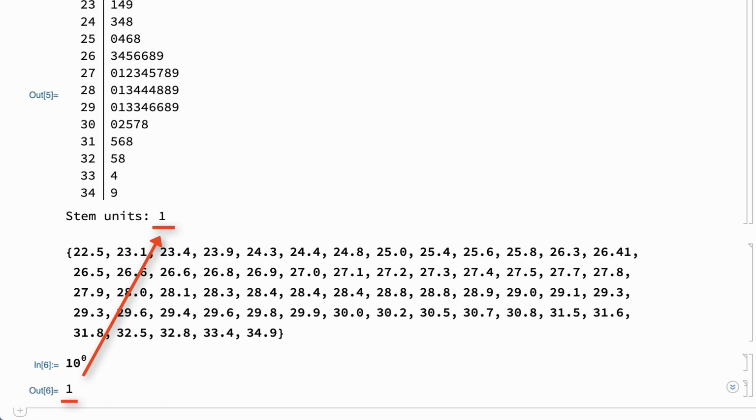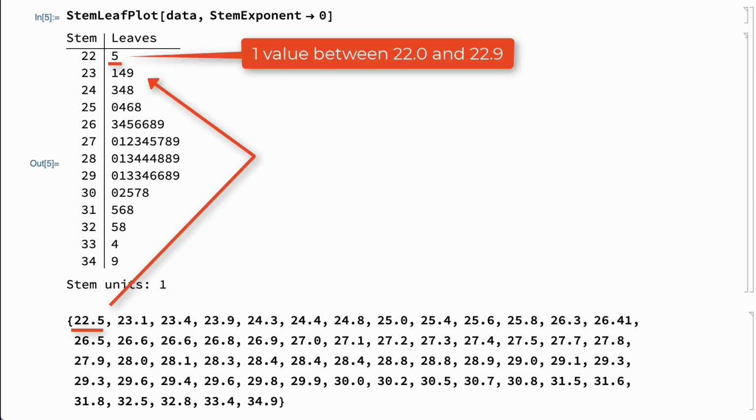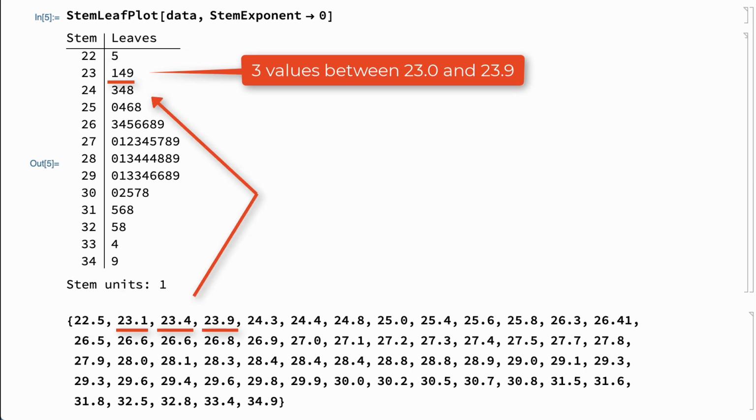With these data and the stem exponent option set to 0, the stem column shows the first two digits of each data value, and the leaves column shows the sequence of third digits for each data value. The plot shows that there is one data value for which the first two digits are 22, or equivalently there is one data value in the bin from 22.0 to 22.9. There are three data values for which the first two digits are 23, which means there are three data values in the bin between 23.0 and 23.9, and so on.